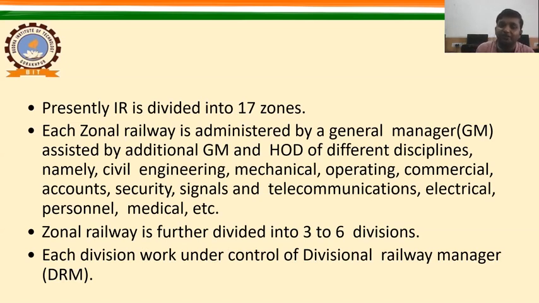A zonal railway is further divided into 3 to 6 divisions. Now these 17 zones are divided into 3 to 6 divisions, and each division works under the control of the divisional railway manager, that is DRM. Now we'll talk about the other topic in the other slide.